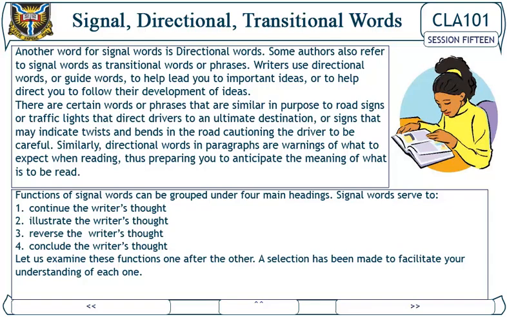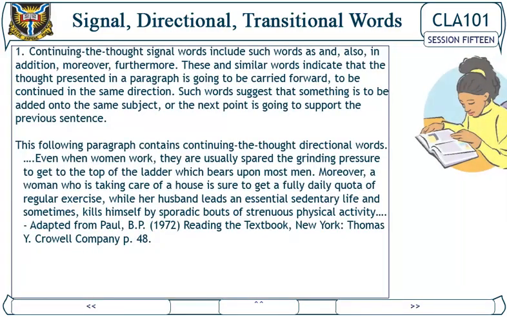Functions of signal words can be grouped under four main headings. Signal words serve to: 1. Continue the writer's thought. 2. Illustrate the writer's thought. 3. Reverse the writer's thought. 4. Conclude the writer's thought. Let us examine these functions one after the other. A selection has been made to facilitate your understanding of each one.